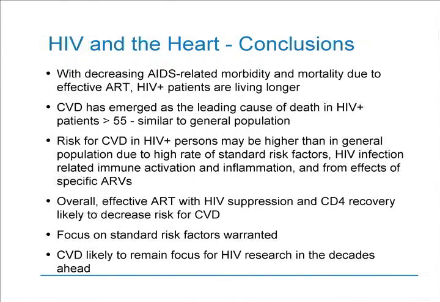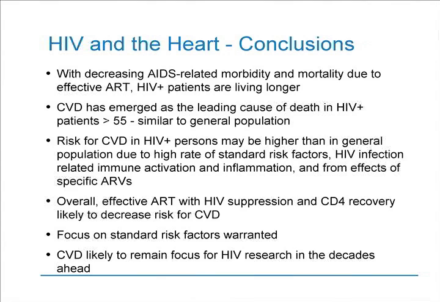So, concluding the discussion on HIV and the heart and comorbidities, this is going to be more of a problem with aging patients. Cardiovascular disease has emerged as a leading cause of death in HIV-positive patients as they've aged. The risk may be higher than the general population due to a high rate of standard risk factors and perhaps HIV infection-related immune activation and inflammation, and possibly from some effects of specific drugs. Effective therapy with HIV suppression and CD4 recovery is likely to decrease the risk of cardiovascular disease. That still needs to be further evaluated. Focus on standard risk factors is warranted, and cardiovascular disease is likely to remain the focus for HIV research for the next several decades.